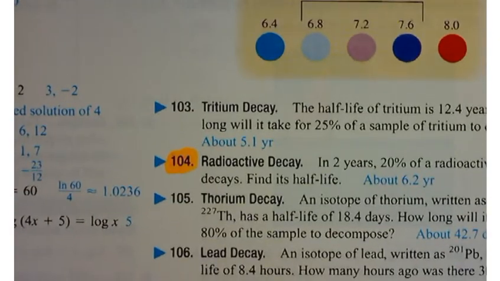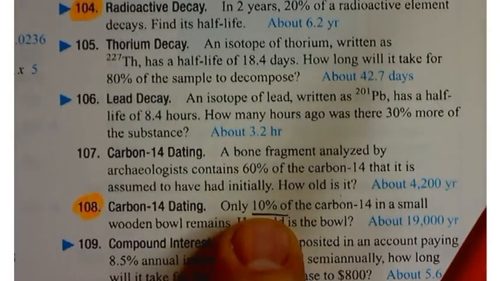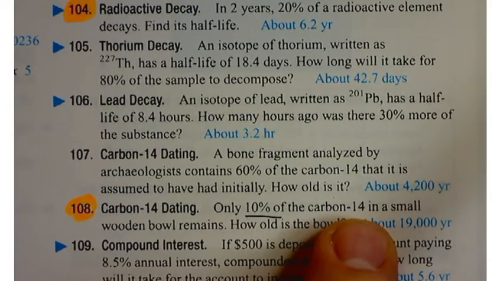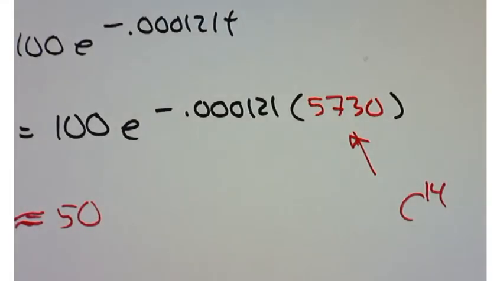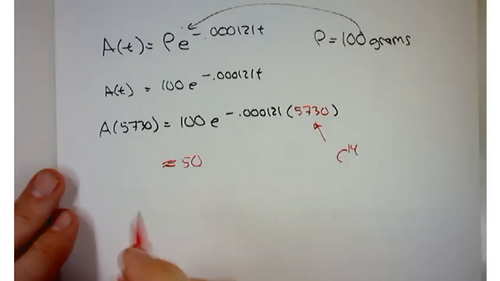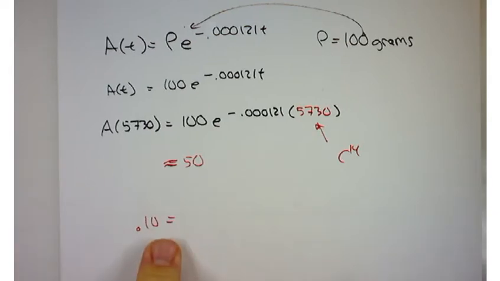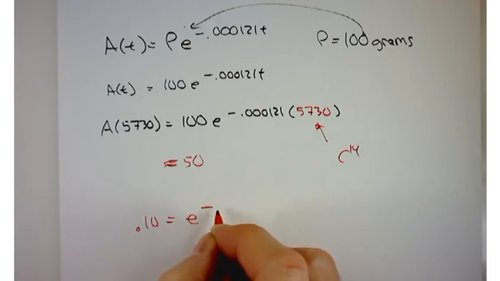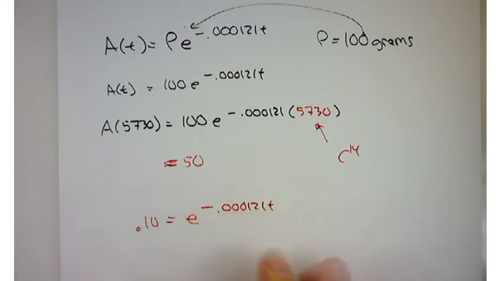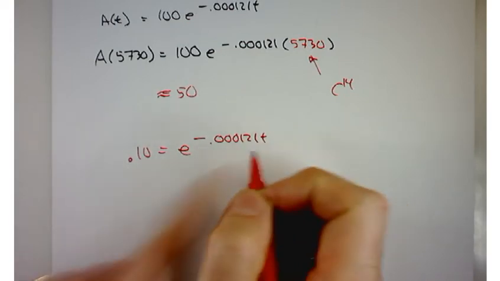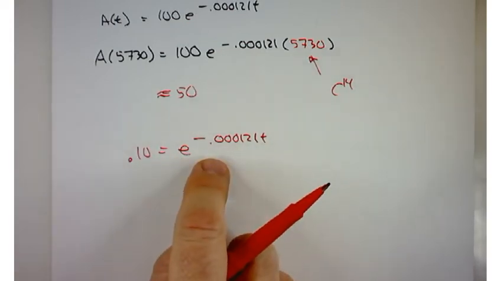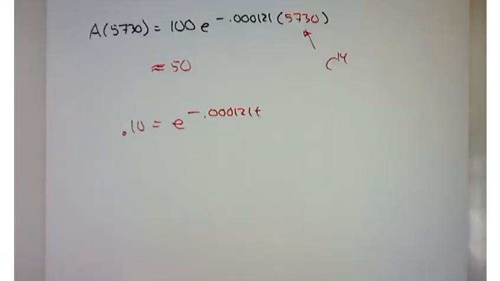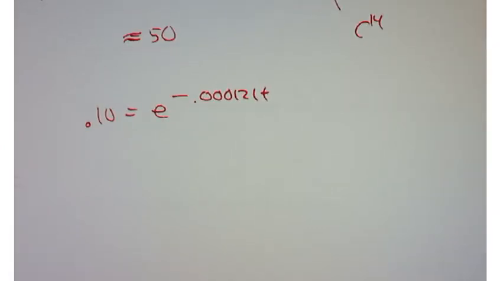So, let's see here. Carbon-14 dating. It says only 10% of the carbon-14 in a small wooden bowl remains. About how old is the bowl? So that'd be a problem that looks like this. 10% of what you started out with is what's left. So 0.10 equals e to the negative 0.000121 times t. And let's see if we can't solve for t. And I would give you an equation, something like this, to start. Suggestions. What could you do to solve here?